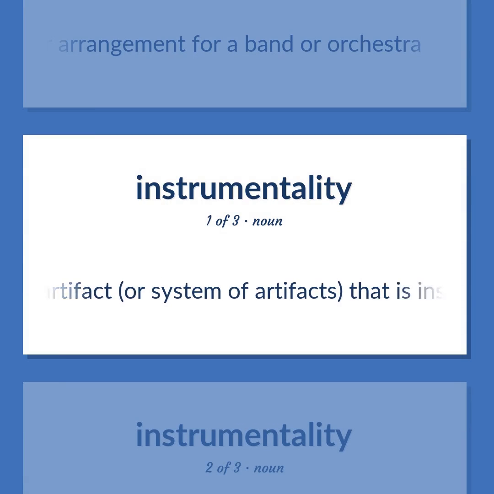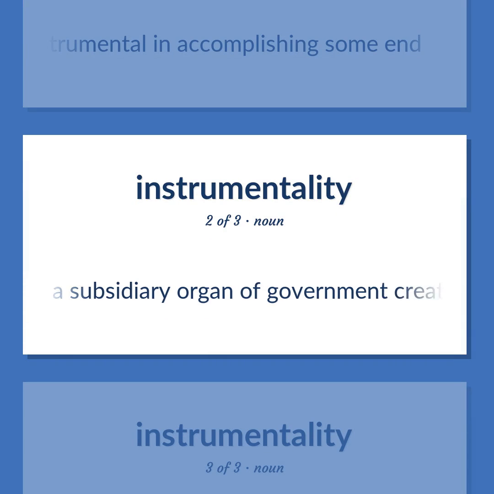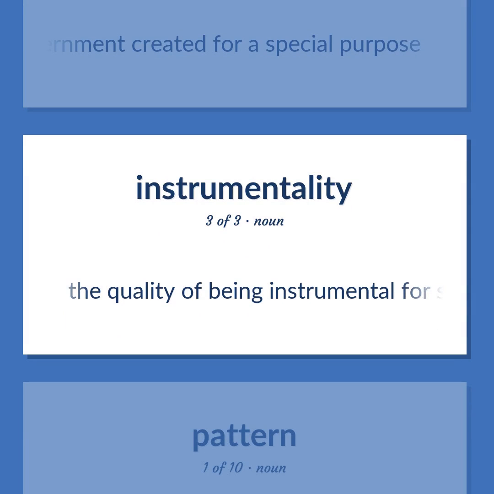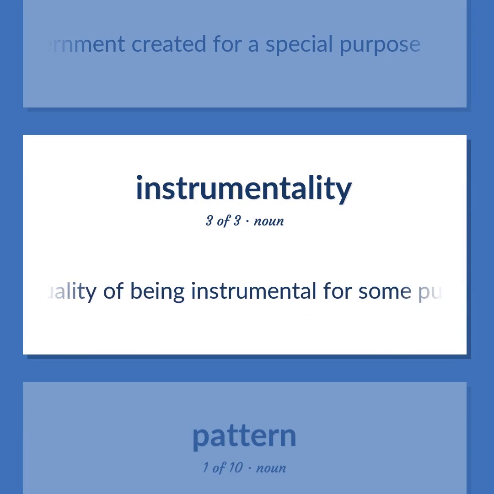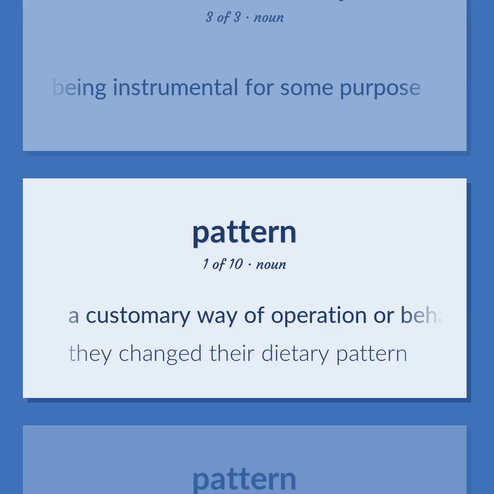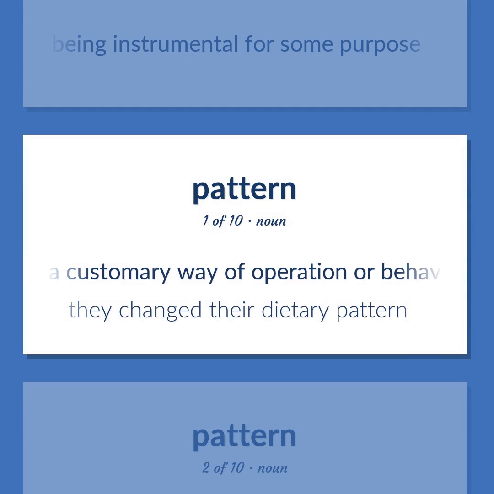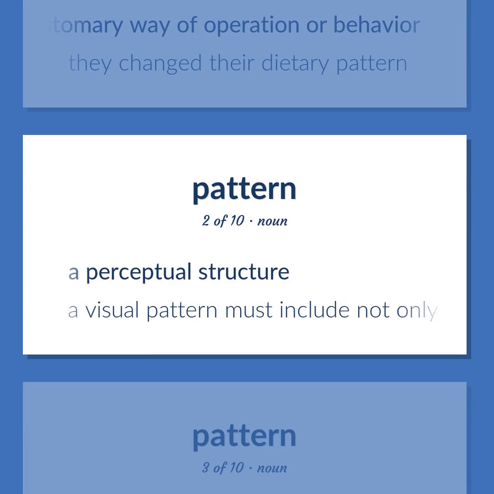The instruments called for in a musical score or arrangement for a band or orchestra. An artifact, or system of artifacts, that is instrumental in accomplishing some end. A subsidiary organ of government created for a special purpose. The quality of being instrumental for some purpose. A customary way of operation or behavior. They changed their dietary pattern. A perceptual structure. A visual pattern must include not only objects but the spaces between them.